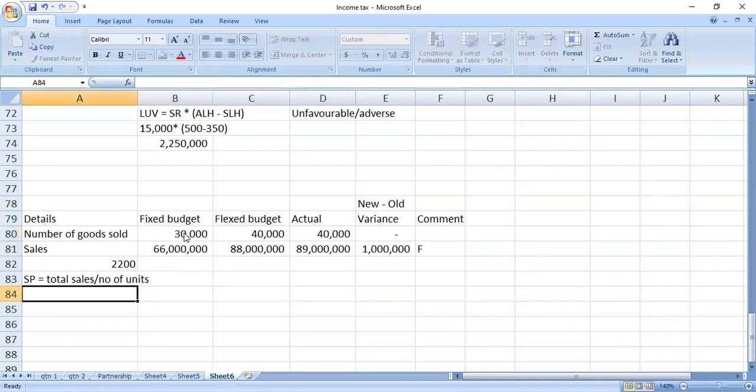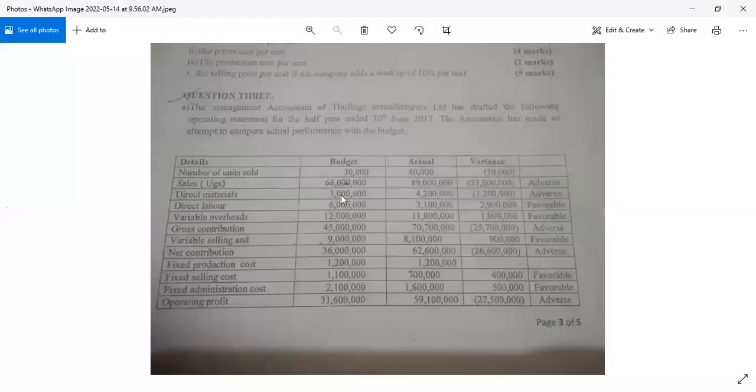Let's try out another variable item, so that we see if you have understood anything. Let me just explain another one. You will get it. The other item is direct material. You have 3M and 4.2.